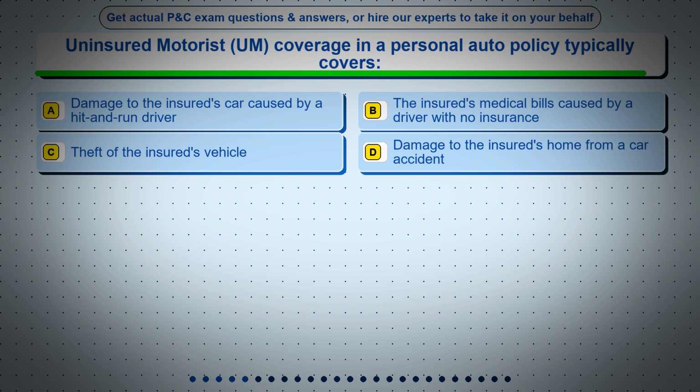Question 5. Uninsured motorist coverage in a personal auto policy typically covers: Option A. Damage to the insured's car caused by a hit-and-run driver. Option B. The insured's medical bills caused by a driver with no insurance. Option C. Theft of the insured's vehicle. Option D. Damage to the insured's home from a car accident.